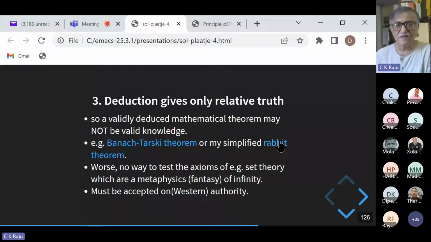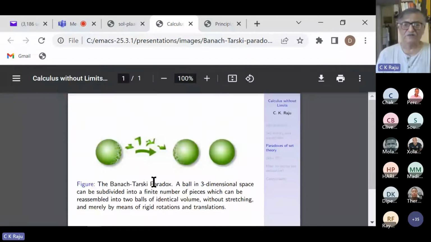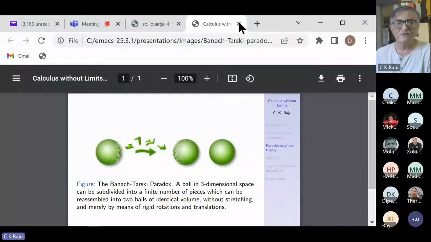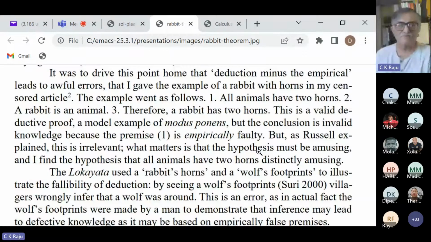Now let me give the Banach-Tarski theorem, which is that you can take one ball of gold and purely by using set theory, you can divide it into a finite number of pieces and reassemble it to get two balls of gold which are identical to the first. You can get rich quick, no problem. So I simplified this in my rabbit theorem. The rabbit theorem says all animals have two horns. A rabbit is an animal, therefore a rabbit has two horns. So you can see that it is nonsense.